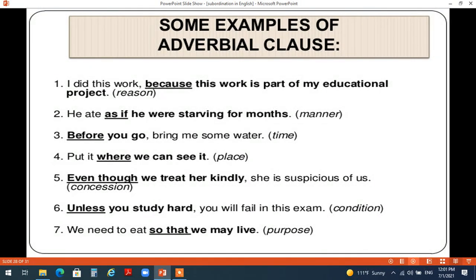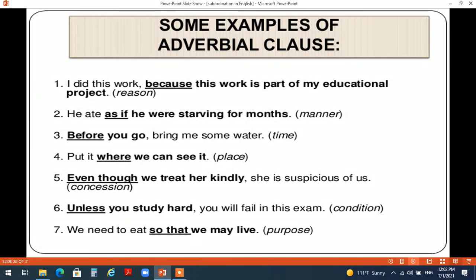Even though we treat her kindly, she is suspicious of us. Here, even though we treat her kindly, this is an adverbial clause of concession because something unexpected happened in the second clause. Unless you study hard, you will fail in this exam. Here we have unless, which is one of the subordinators which are used to introduce conditional sentences. So, unless you study hard, this is an adverbial clause of condition.